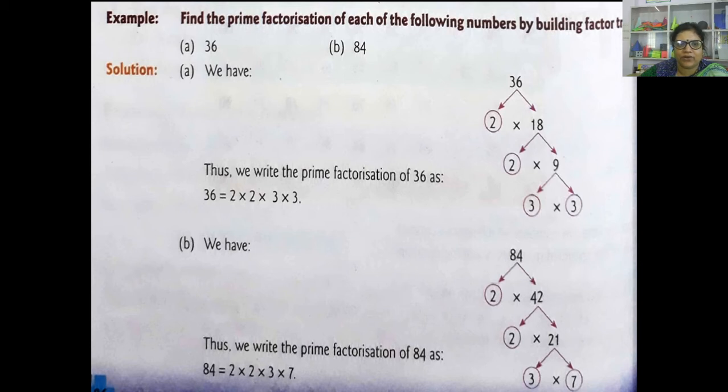I have taken one of the numbers, first 36. So 36, when 36 is divided by 2, 18 is the quotient. 2 multiplied by 18 is 36. Here we are using the division algorithm. When the remainder is zero, then divisor into quotient is equal to dividend.